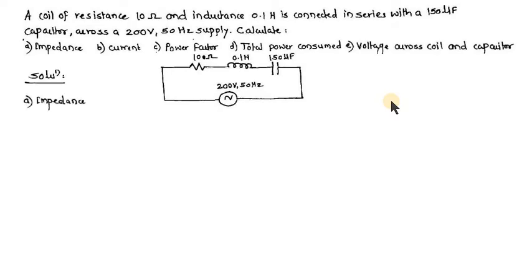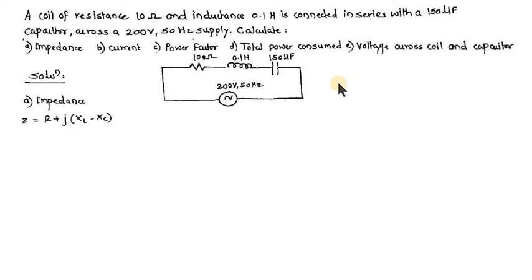Impedance. When we want to calculate impedance, we have to take into account the opposition offered by all the components present in the circuit. The two components present in the circuit are the coil and the capacitor. The coil will offer 10 ohm of resistance and inductive reactance from the 0.1 Henry. The capacitor will offer capacitive reactance from the 150 microfarad.